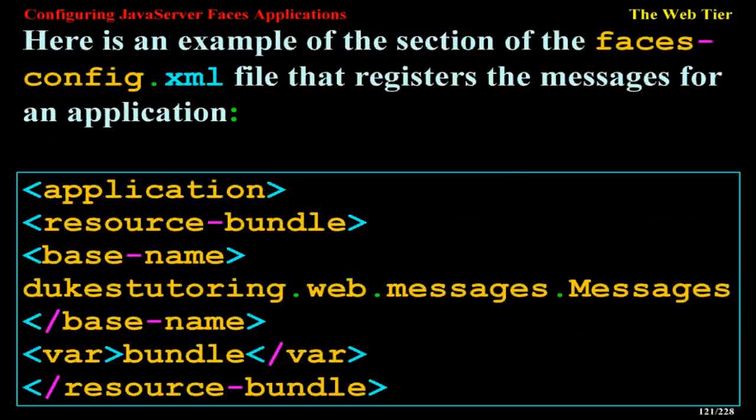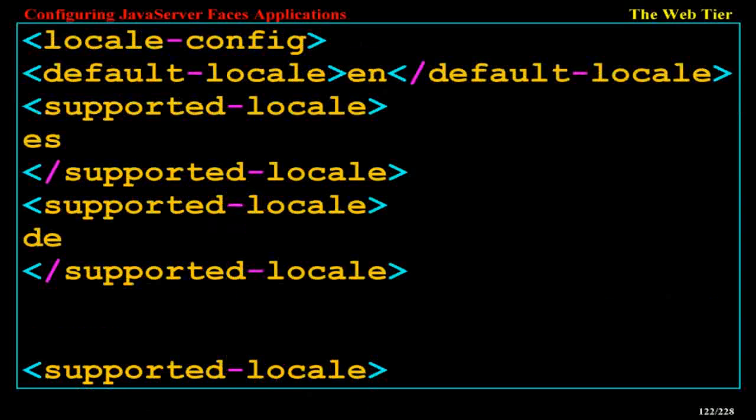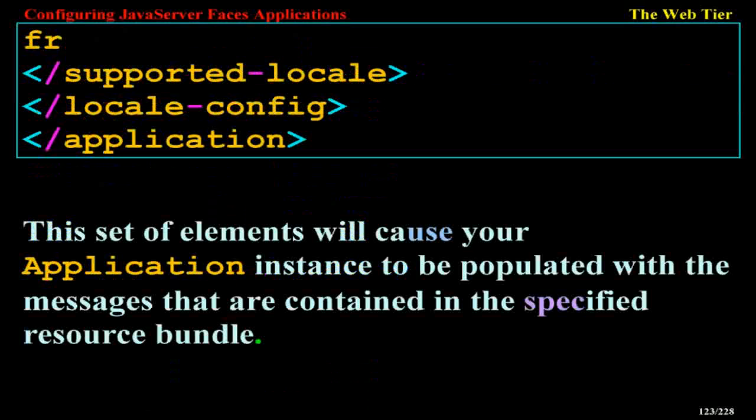application, resource-bundle, base-name, Descriptor.web.messages, base-name, var, bundle, var, resource-bundle, locale-config, default-locale, en, default-locale, supported-locale, es, supported-locale, supported-locale, de, supported-locale, supported-locale, fr, supported-locale, locale-config, application. This set of elements will cause your application instance to be populated with the messages that are contained in the specified resource bundle.